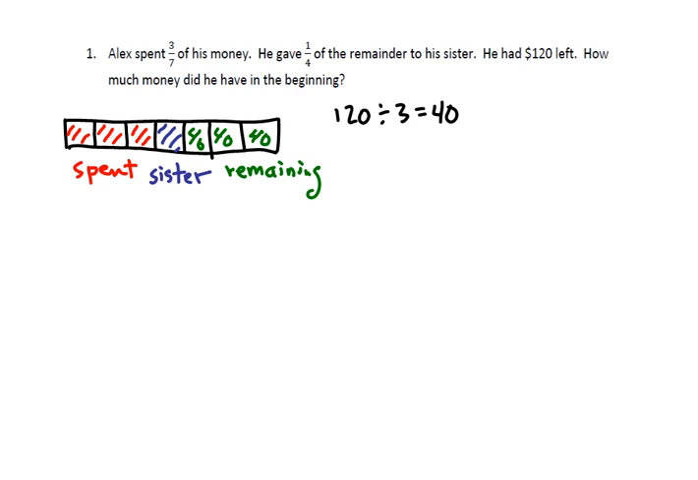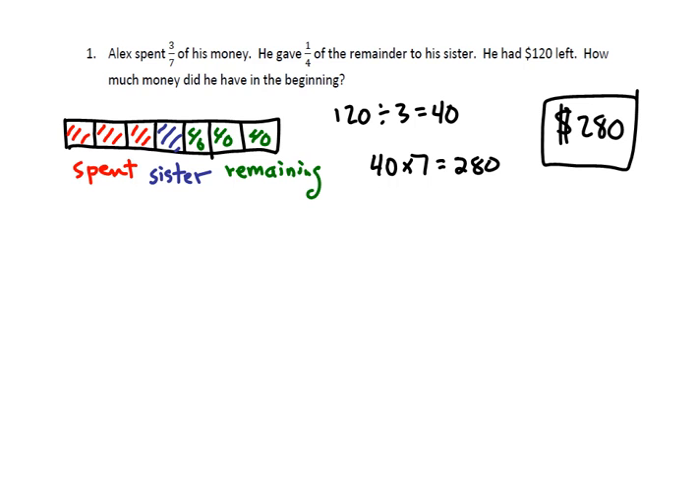But since each of those small squares are of the same value, then really we have 40 times 7 to begin with. And so Alex had $280 to begin with.